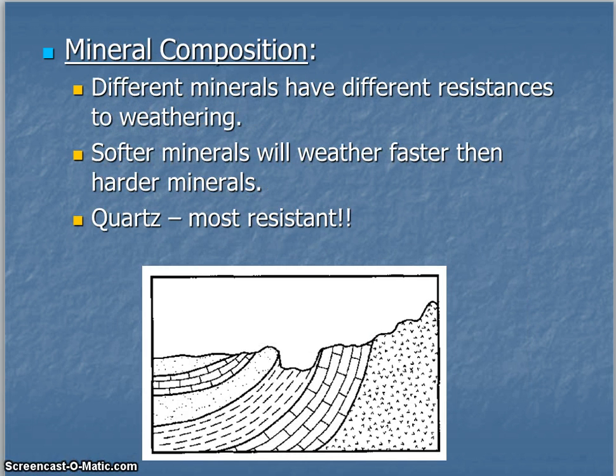The last factor that affects the rate of weathering is the mineral composition, meaning what minerals are in the rock and also what types of rock they are. One of the things we've learned in our mineral unit is that minerals have different hardnesses, meaning the resistance to scratching. If your minerals are softer, they're low on the Mohs hardness scale, they're going to scratch easily. They're going to break down easier. And minerals that are harder are going to resist that scratching. They're going to resist breaking down.